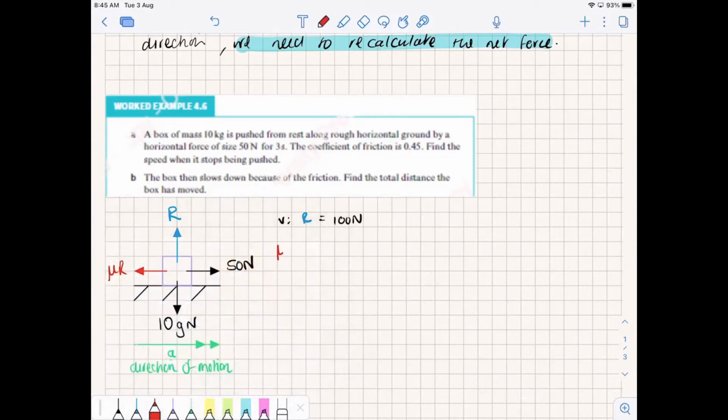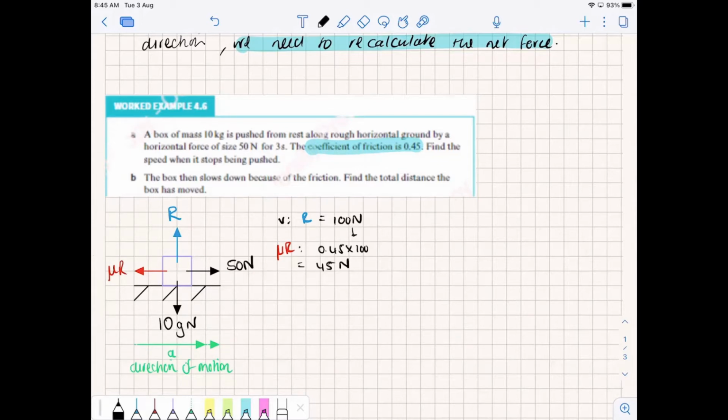Now that I have my normal contact force, the next thing I'm going to do is calculate the friction. The friction is the normal contact multiplied by the coefficient of friction. So I'm going to go back to my question, and they gave me that as 0.45. So I'm going to have 0.45 multiplied by this 100 over here. And that means the friction force is going to be 45 newtons. Okay. So I have my normal contact force. Now I have my friction force.